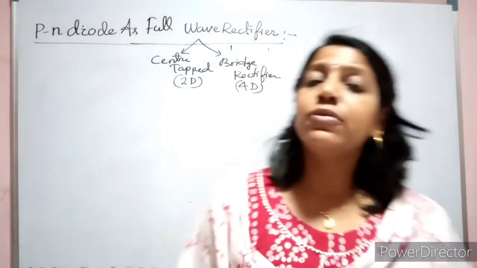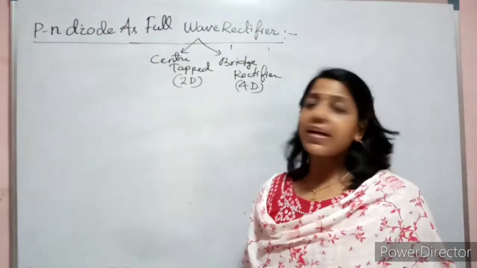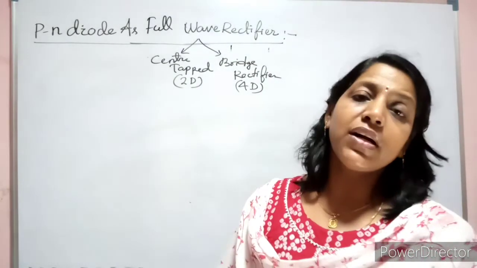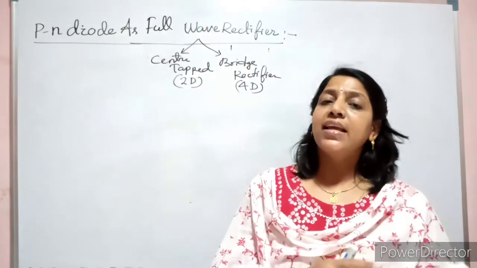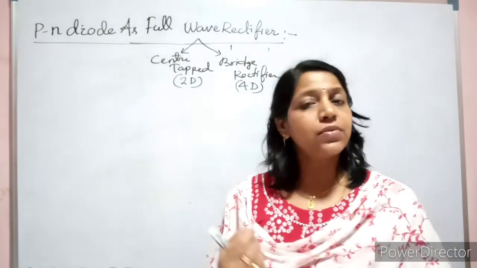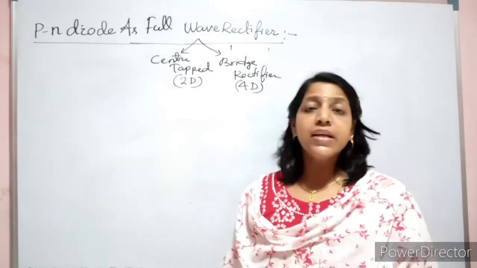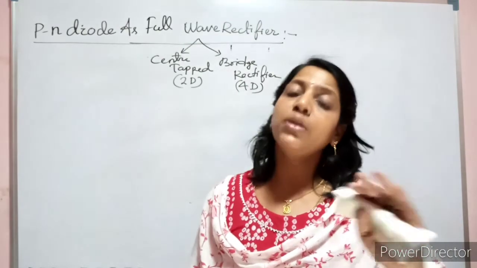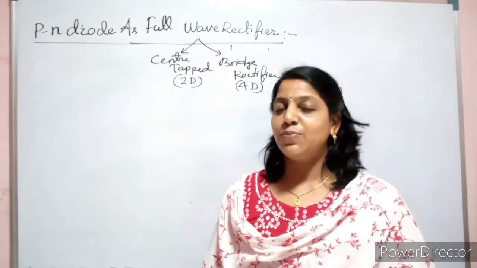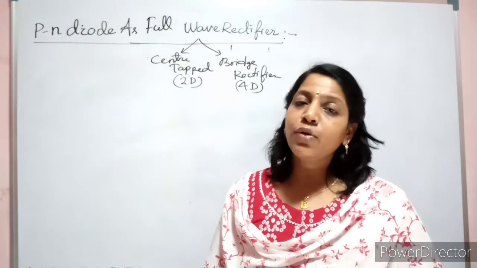Now what is the meaning of full wave rectifier? A full wave rectifier is a device used to convert the complete AC cycle of the input to DC. Means in an AC cycle you find one positive and one negative half. While converting into DC, you are able to convert both the positive as well as the negative half cycle into the DC output. Hence it is called a full wave rectifier.